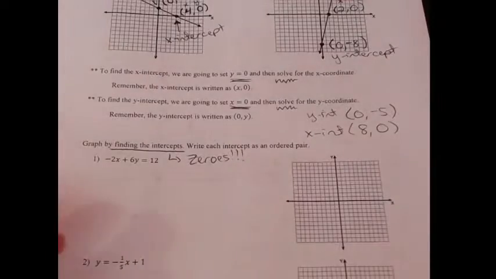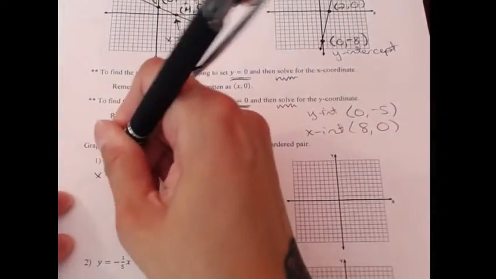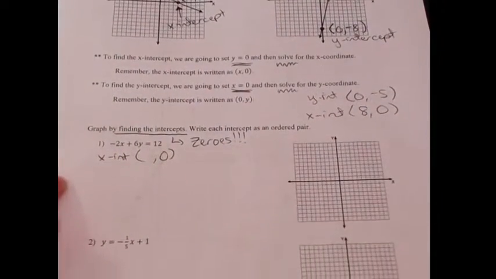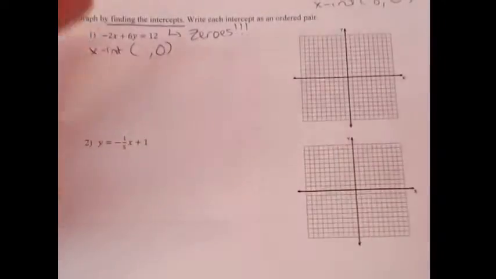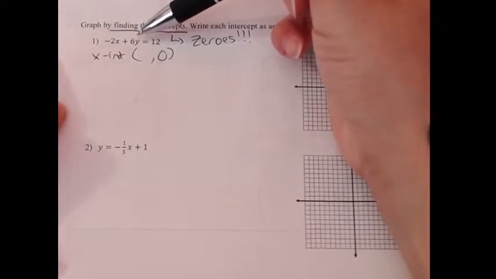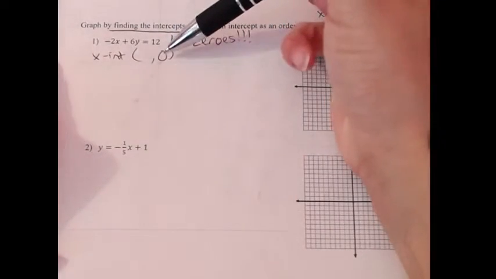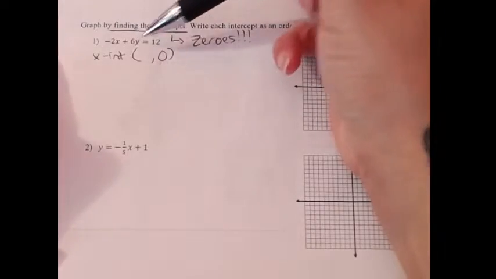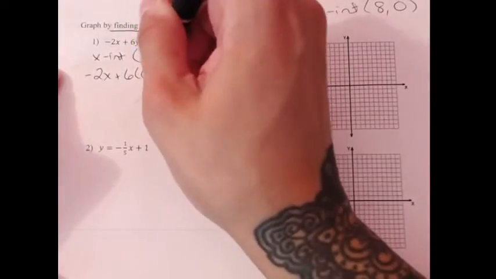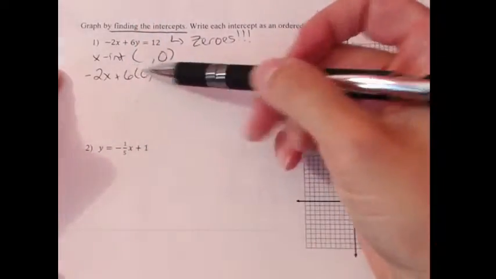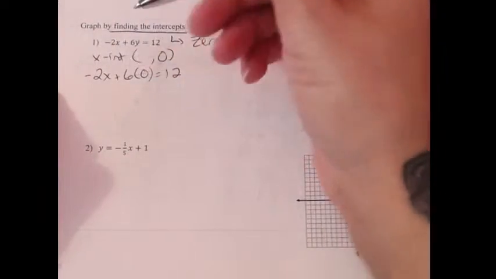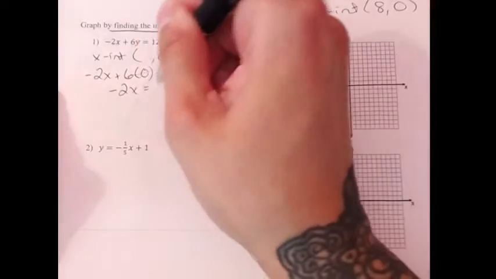Check it out. So I'm going to start by finding the x-intercept, which means y has to be 0. I'm going to bring this in just a touch so it's easier to see. So I'm going to take my equation, and where I see a y, I'm going to replace it with a 0. We're literally setting y to 0. So we have negative 2x plus 6 times 0 is equal to 12. 6 times 0 is 0, that goes away. So negative 2x plus 0 stays a negative 2x.